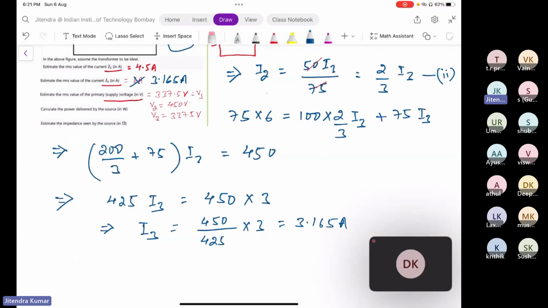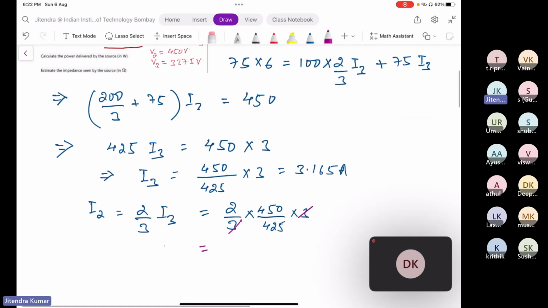Now we will plug in the value of I3 into I2. So we know that I2 is 2 by 3 I3. So from equation 2, we can say I2 is equal to 2 by 3 I3. Now I3 was 450 by 425 into 3. So here we will cancel out the 3, and we get 900 by 425.